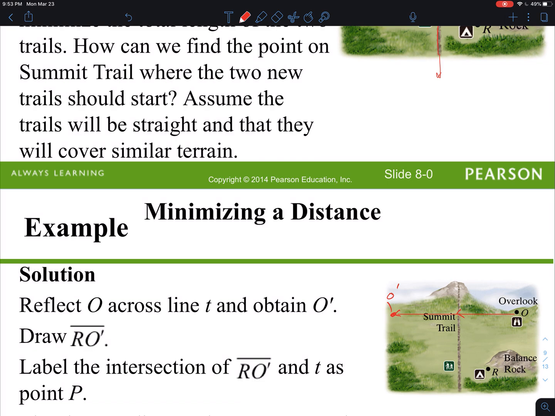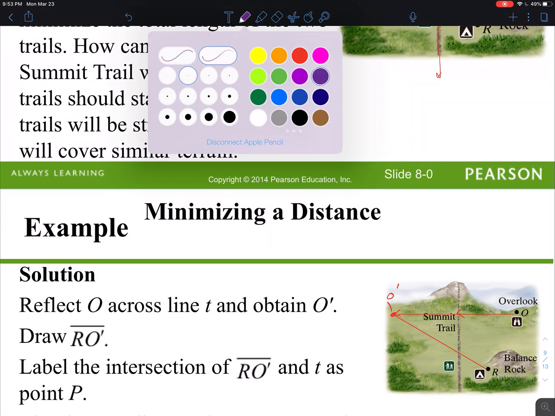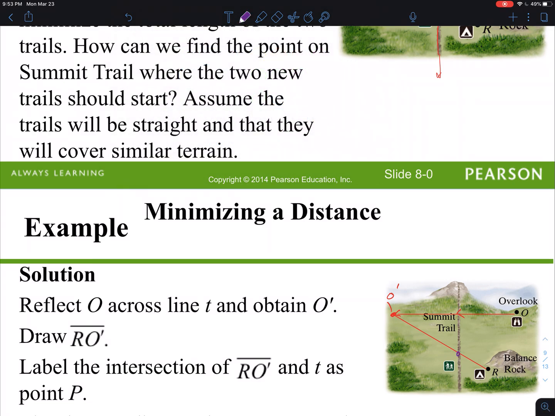Now we're going to connect the two points R and O prime. When we do so, notice what it's going to intersect. It's going to intersect that summit trail, and that's an important part. So let me make a purple dot right here.